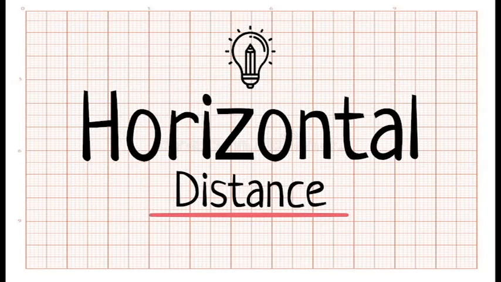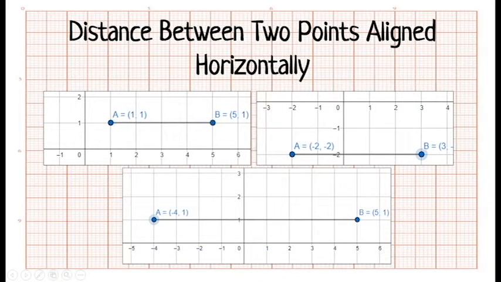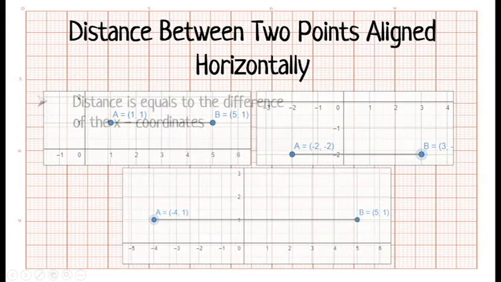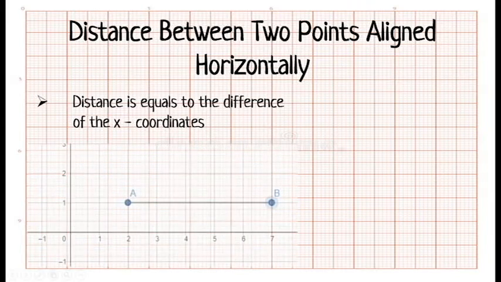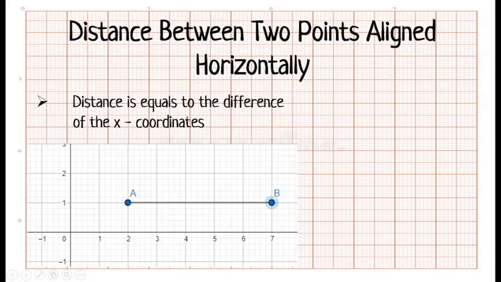First and foremost, we'll determine the distance between 2 points aligned horizontally. 2 points that are aligned horizontally usually have the same y coordinates. To get the distance between points that are aligned horizontally, we simply subtract the value of the x coordinates of the 2 given points. In the given figure, points A and B lie horizontally with point A at 2, 1, and B at 7, 1. Both also have the same y coordinates.